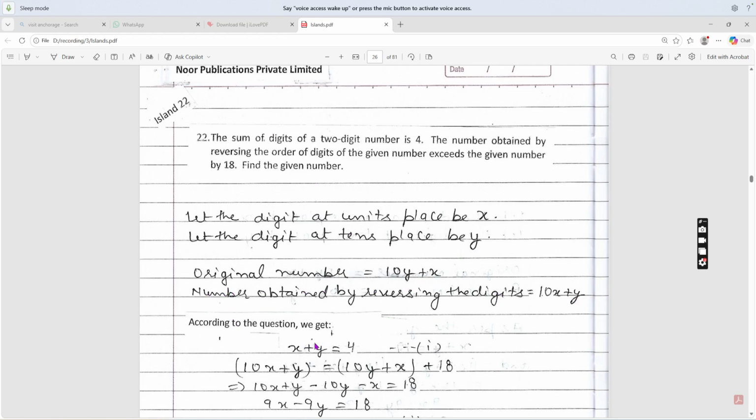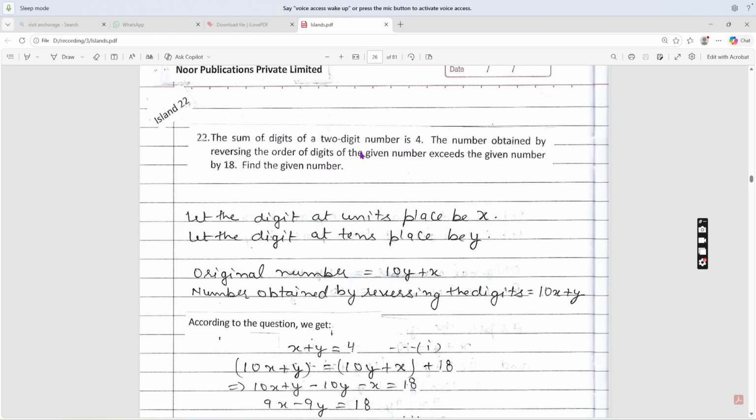Now here, according to the question, what do we get? The sum of digits of a two-digit number is 4. Again, see, sum of digits. So what are the digits? x and y. So we add them, x plus y, to get the sum of digits, and that is equal to 4. So the first equation is done.